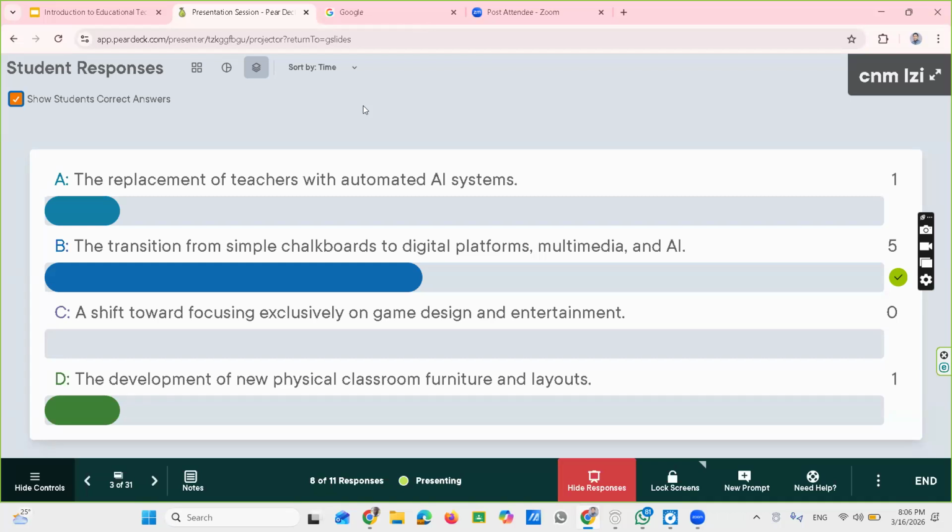Right, that's not the answer for this question. The development of new physical classroom furniture and layout, right, that answer is completely out. However, one student marked the correct answer as incorrect. You can change it. The correct answer should be B, the transition from simple chalkboard to digital platform, multimedia, and AI.